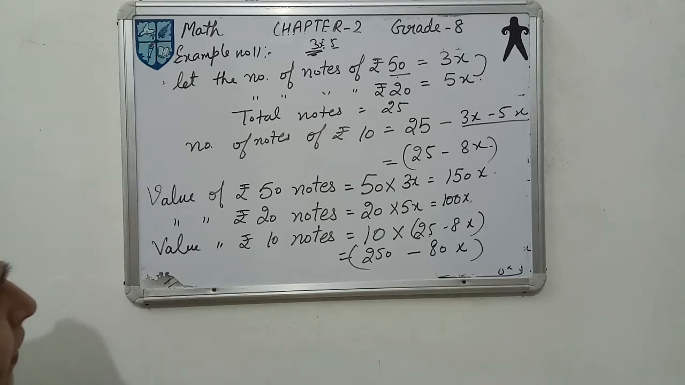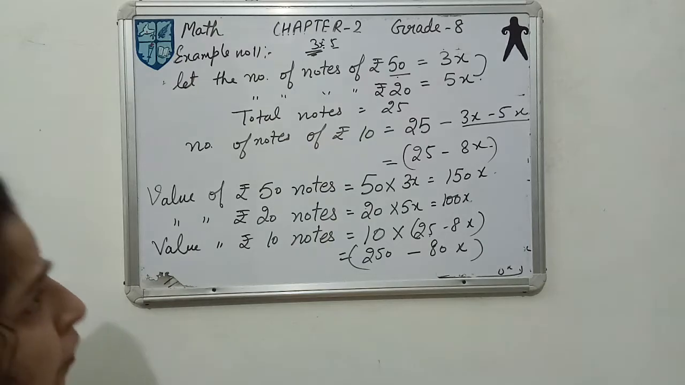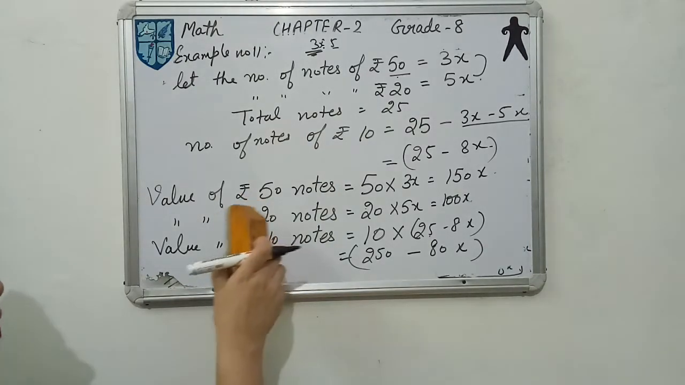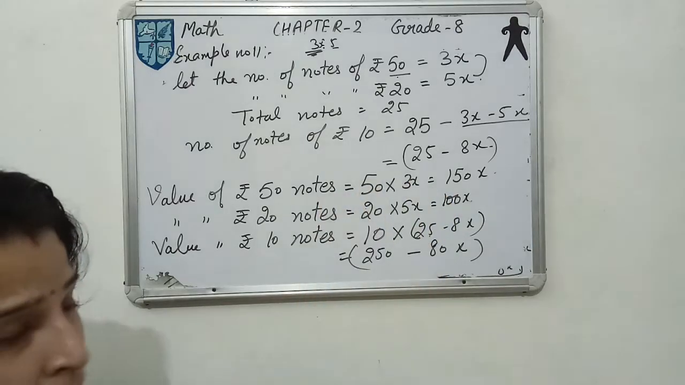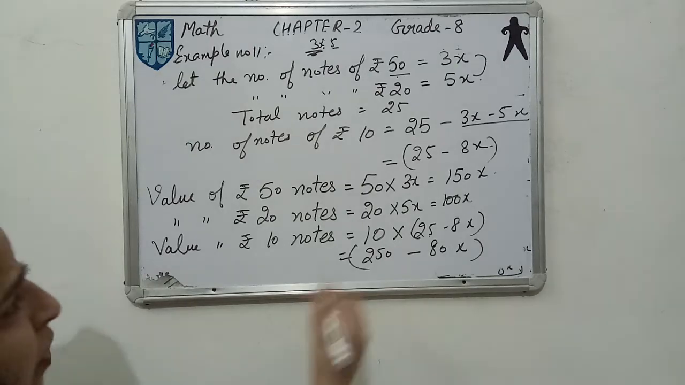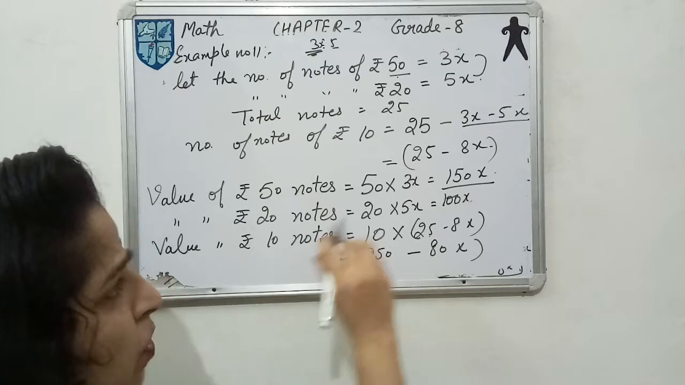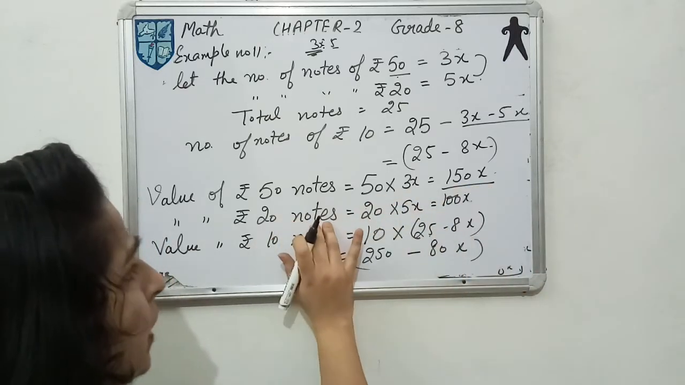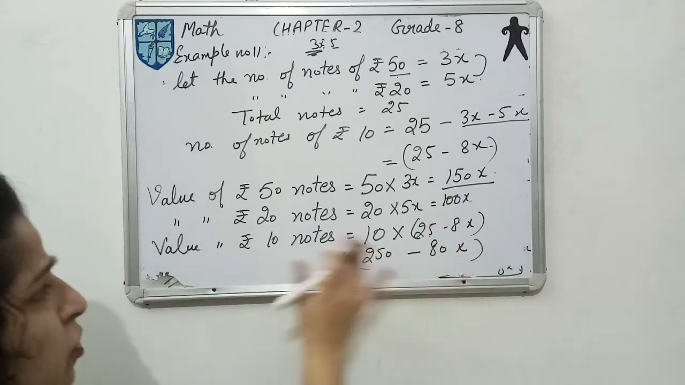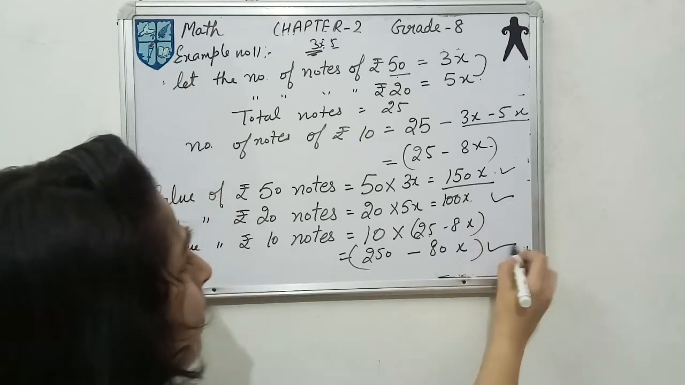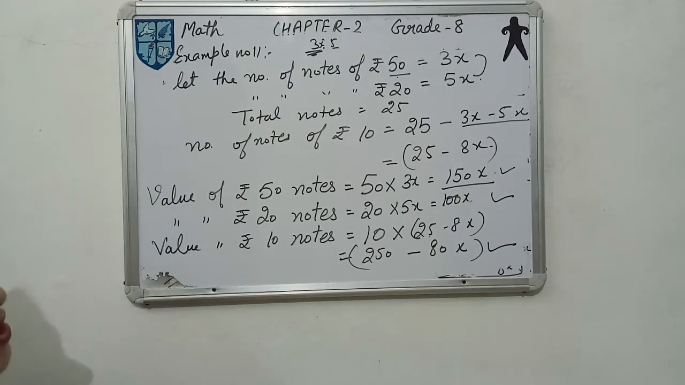What you have done right now, you have found out the number of notes of each denomination. Then you have found out the total value of each stack. Okay. Now what to do? They said the total cash you have is 590 rupees. And this you have found: the cash of 50 rupees, all 50 rupees notes, 150x. Total cash of rupees 20 notes, 100x. And this is the total cash of rupees 10 note stacks. So if you add these three, then you will get the total cash, which is already given.